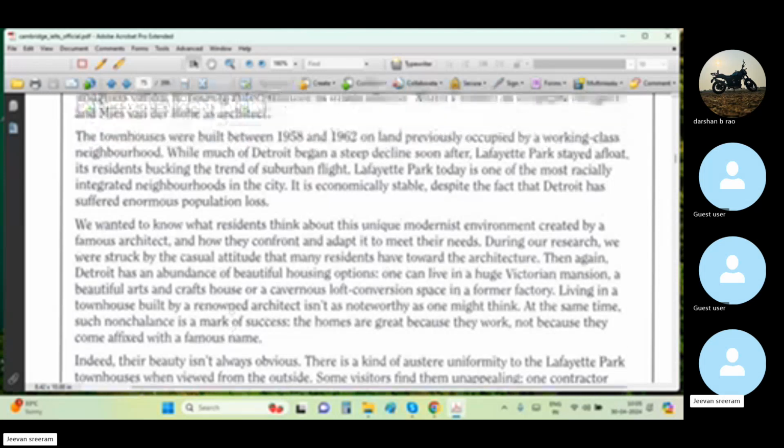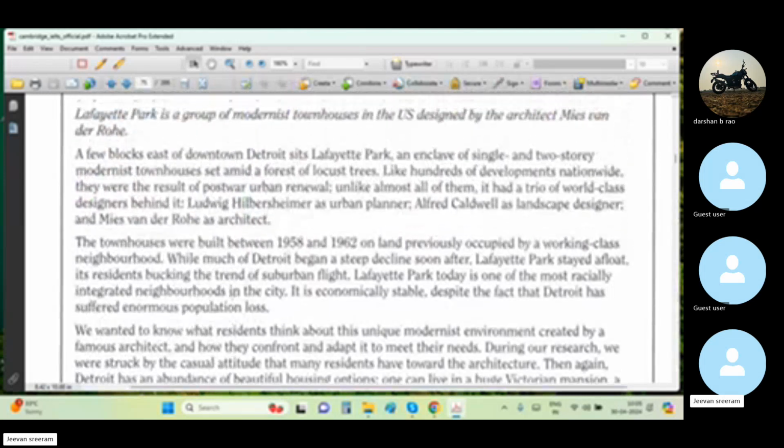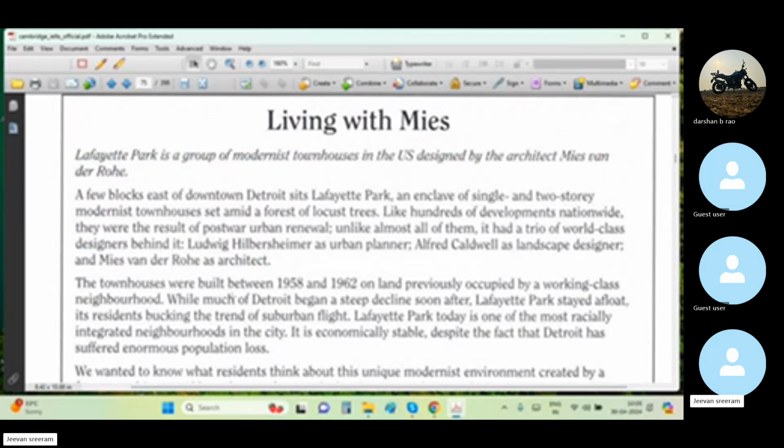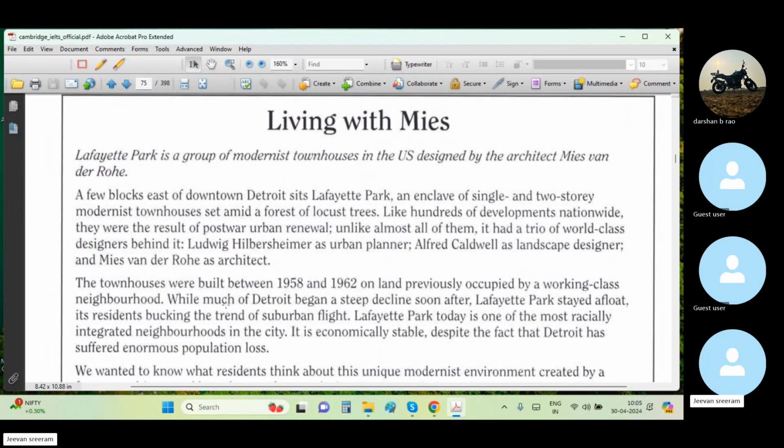So let's understand each of the paragraphs, because we are handling yes, no, not given questions, right? Which requires precise understanding of even nuances in the passage. Okay, let's see.